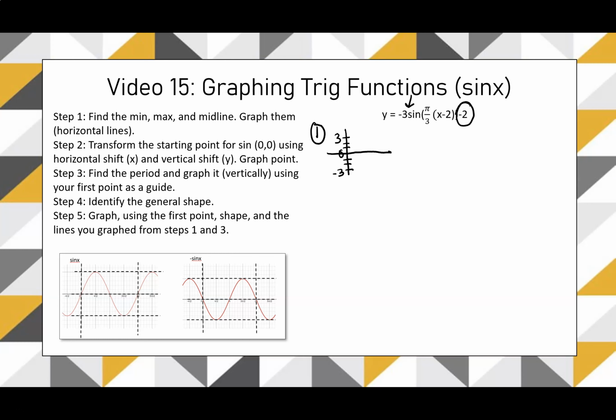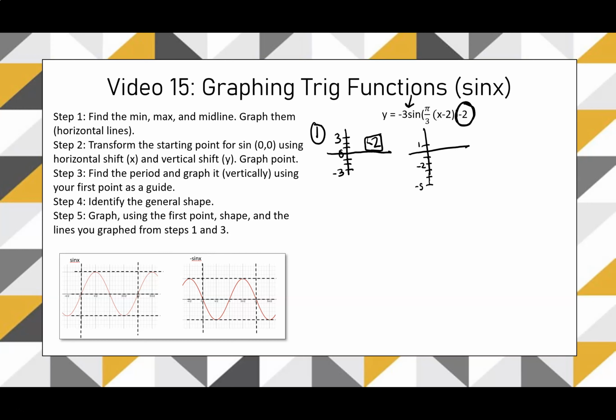But what do I need to do with those values? I need to subtract 2 from all of them. So subtracting 2 from all of them, well, what do I get? Well, the 3 becomes a 1, the 0 becomes a -2, and the -3 becomes, let's see, a -5, right? Let me just check that. 3 minus 2 is 1. 0 minus 2 is -2. -3 minus 2 is a -5. So these are really our brand new max, min, and midline.